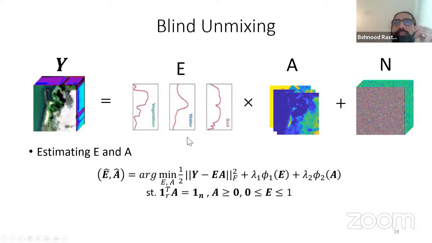As you already discussed, in blind unmixing, we assume that both endmembers and abundances are unknown. So we need to simultaneously estimate endmembers and abundances, and we can write an optimization problem in this form. The first term is the fidelity term, and then you can apply a penalty term on the endmembers, and another penalty term maybe on abundances, and then you hold the sum-to-one constraint and non-negative constraint, and also maybe a constraint on the endmembers. So you solve this problem with respect to both E and A, and that's just a general form for blind unmixing.